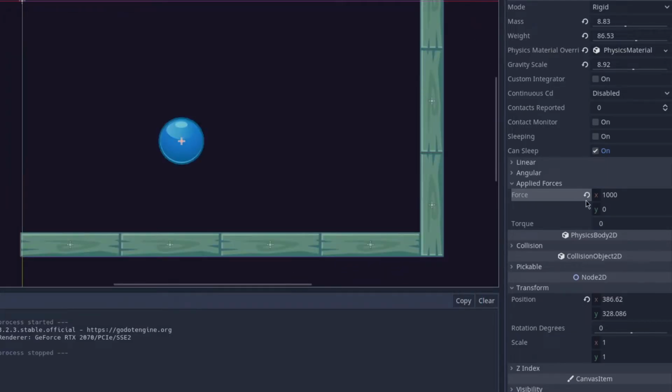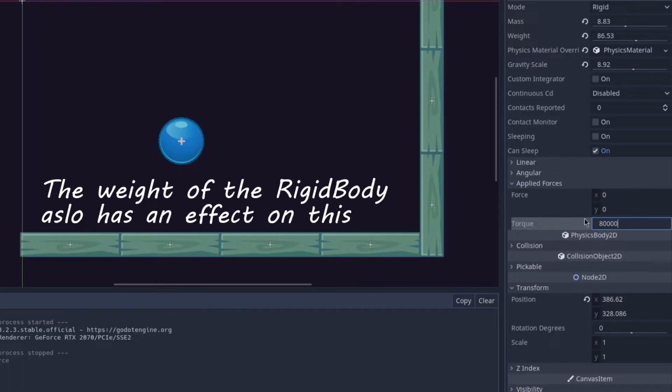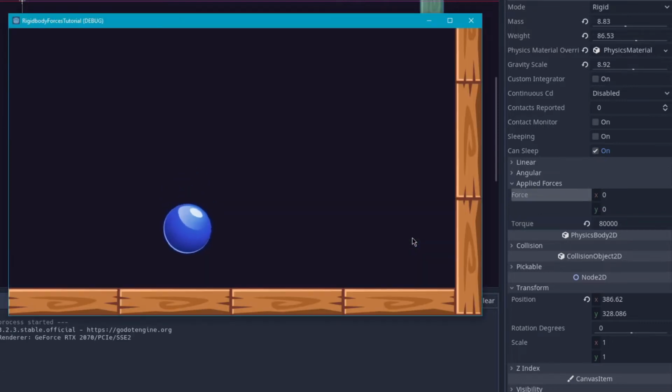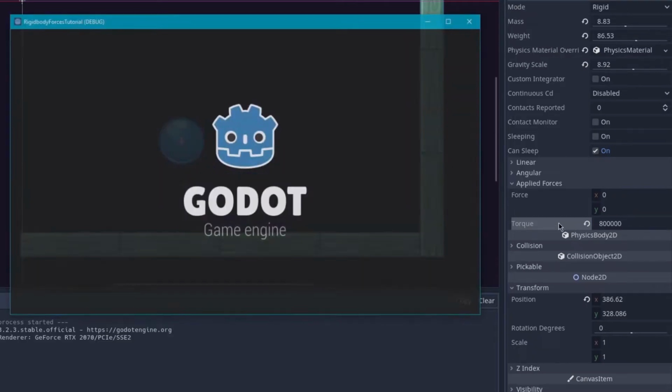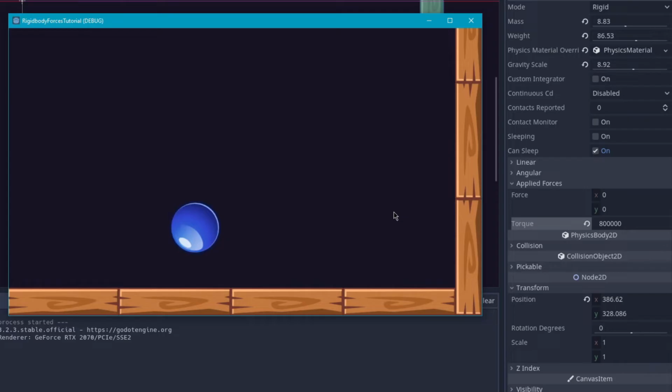And let's reset that. The torque is similar to the angular velocity, but for some reason we have to set this to a really high number. I'm not sure why. If you understand the physics behind this, please leave a comment, because I would love to know. If we run this, you'll see that it will keep spinning. But to make the motion clearer, let's set it to an even higher number. Let's add another 0. And here you'll see that it will spin faster and it will keep spinning forever.